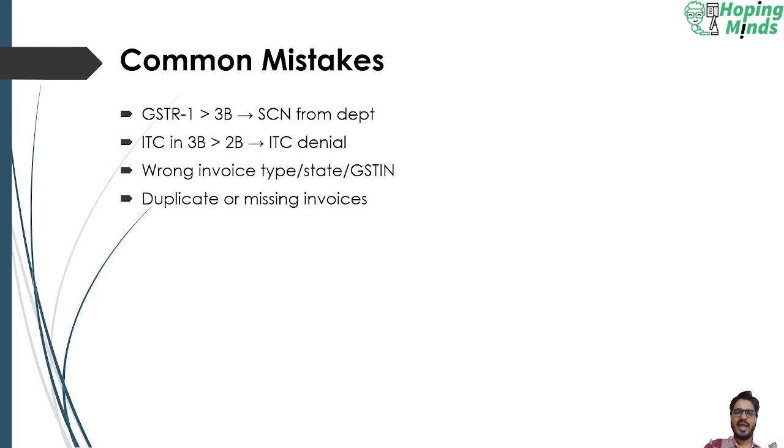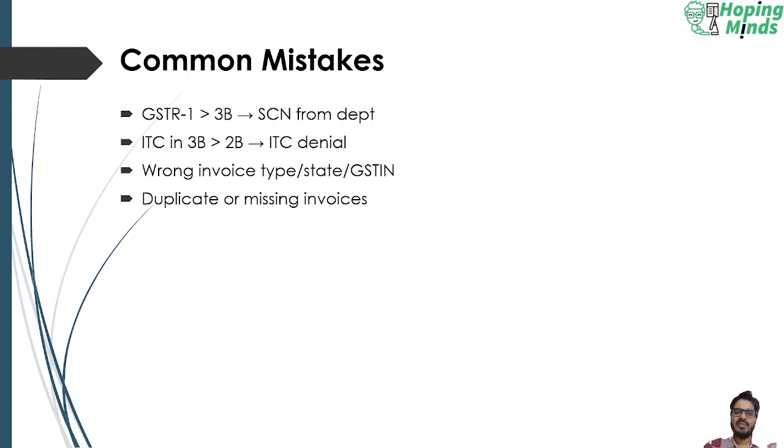GSTR 1 turnover and tax liability is greater than the GSTR 3B turnover and the corresponding tax amount. For this difference, the department will issue show cause notice. Then input tax credit in GSTR 3B is greater than GSTR 2B. That is, we have claimed additional input tax credit which is not appearing in our GSTR 2B return. Such input tax credit can be denied by the department and further interest can be charged by the department on such excess input availed by us.